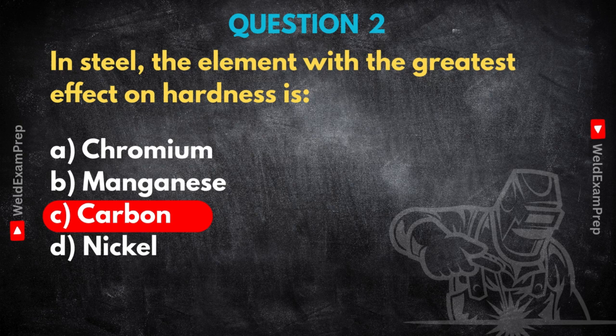Now, carbon atoms act like tiny little obstacles, like microscopic speed bumps or wedges. They get stuck in or near these dislocations and basically stop them from moving easily. If the dislocations can't move, the atoms can't slide, the metal resists deformation much more strongly. And that makes it harder and stronger.